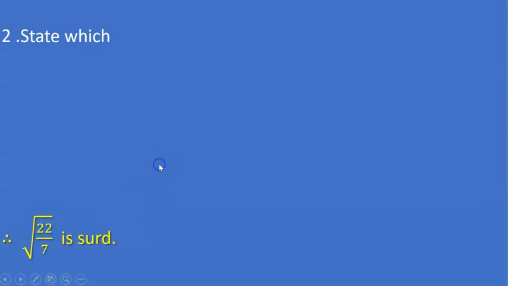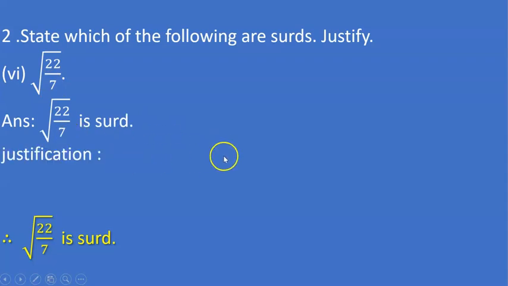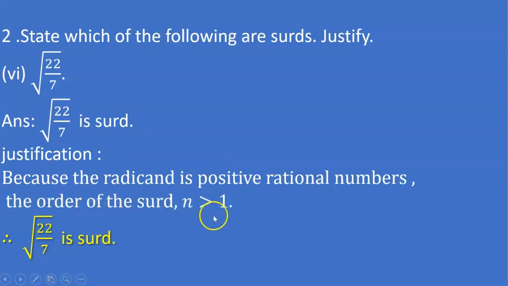Now next, the answer is already there. That is, root of 22 upon 7 is a surd. Justification: because the radicand is a positive rational number, the order of the surd, n, is greater than 1, it is 2. Order is 2.